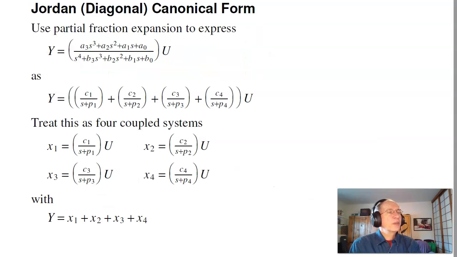The last form we'll look at is called Jordan Form. It's also a Jordan or diagonal form. This has the best numerical properties and is also the hardest to get to. If I take my transfer function and then factor it using partial fraction expansion, I can treat this as 4 first order systems added together. So let's create 4 dummy states. I'll have this is x1, this is x2, x3, x4. All 4 of those x's get added together to produce y.